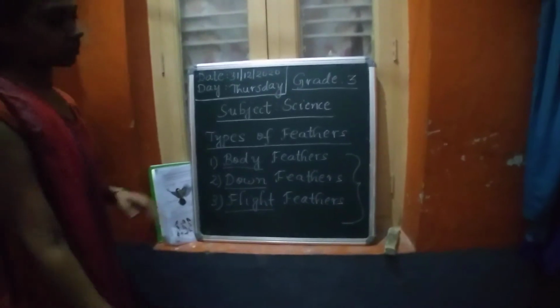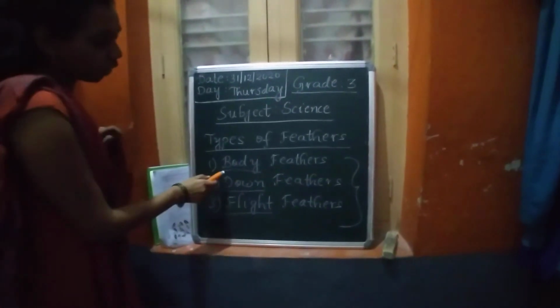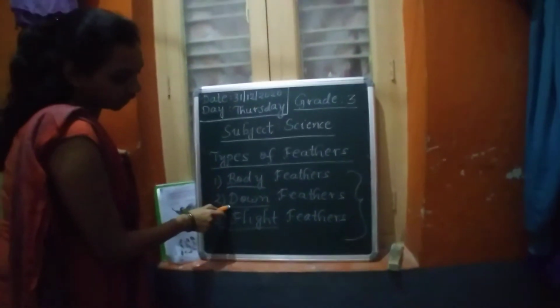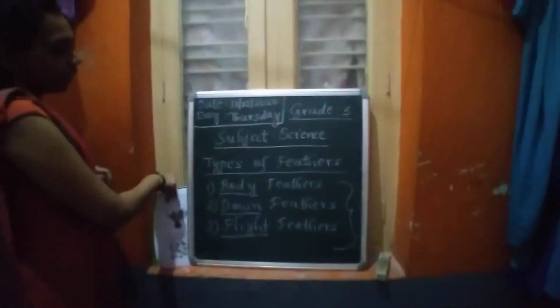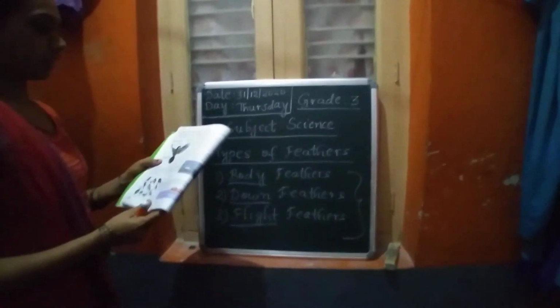I'll repeat again, children. Three types of feathers are there on birds. One is body feathers, second one is down feathers and third one is flight feathers. Now let us see about these things in detail.